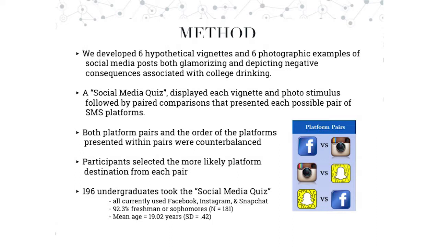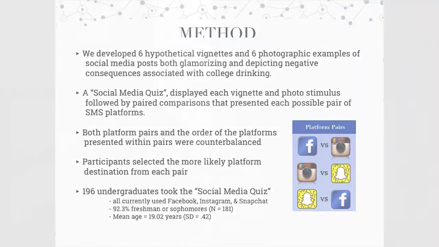And we had 196 students take the social media quiz within like 1 week. A criteria for participating was that you needed to have Facebook, Instagram, and Snapchat in order to be making these judgments, right? Most kids at our school have all three, so I think our real sample size was only like 211. We had 211 kids try to participate, and then a couple of them were excluded because they didn't have all three. But most of them are freshmen and sophomores, and their mean age was 19 years old.